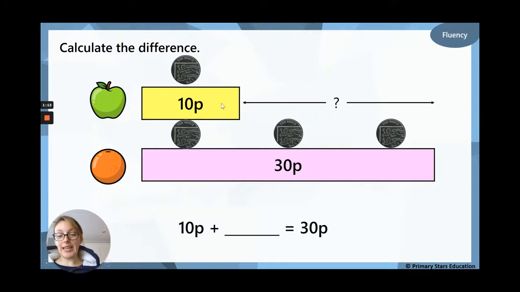So I can count on from my 10p, so I see my 10 and my 10 is the same. So the difference here, we have 10, 20. So 20p is the difference. There's 20p more in this amount than the top amount. So 10p add 20p equals 30p. Okay, let's try another one.